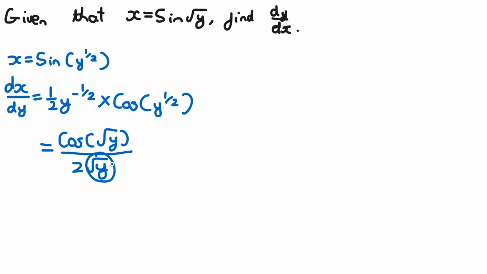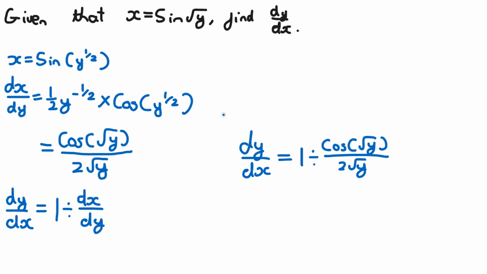and because we've got this y to the power of minus a half, this can be root y in the denominator like this, with the half like this here, and because dy over dx is equal to 1 divided by dx over dy, dy over dx is equal to 1 divided by this here, and this will just flip the fraction, so dy over dx is equal to 2 root y over cos root y.